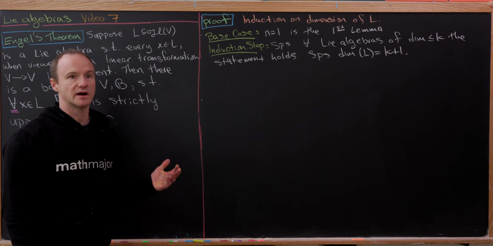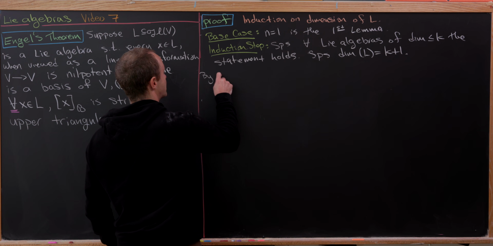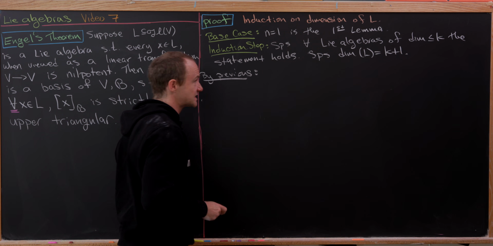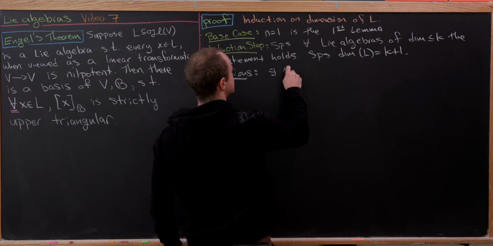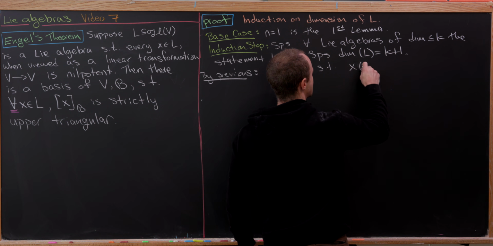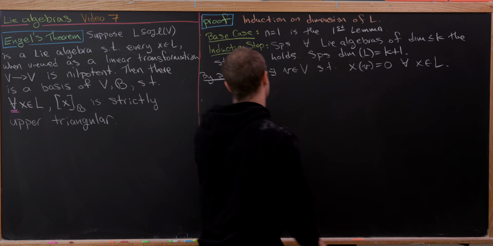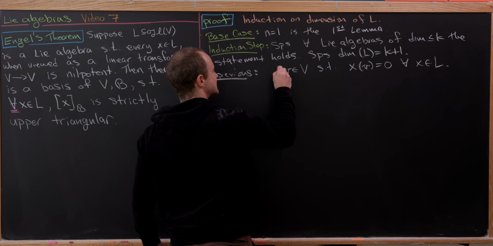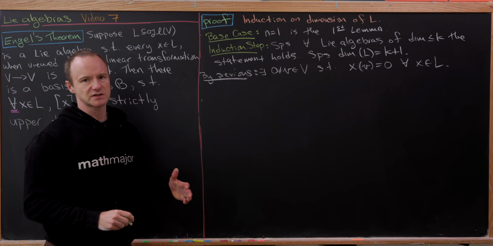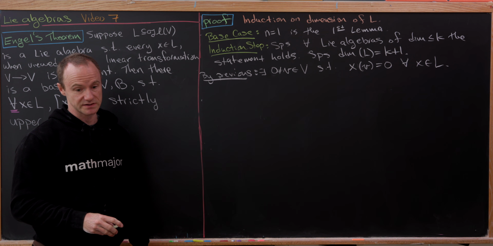And now let's get to applying our preparatory results. By the previous statement, the one that we just finished, there exists a nonzero v inside of V such that x evaluated at v is equal to 0 for all x inside of the Lie algebra. And the important thing here is that this is a non-zero vector v. So in other words, this vector v is within the intersection of the kernel of all of these linear transformations.